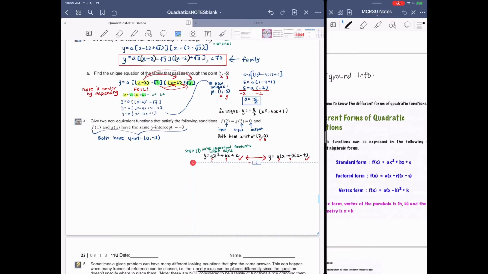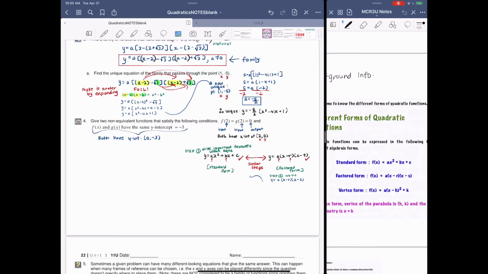So these are my standard and factored form. As you can see, I know that I have my c value within the standard form, and I know that I have one of my x-intercepts. So I'm going to work with that. As my step number 2, I'm going to sub in some of the values that I know. For example, within the factored form, I'm going to sub in one of the x-intercepts, which is t equals 2. So that is my original equation.